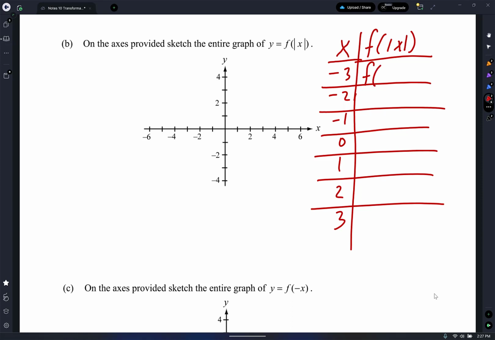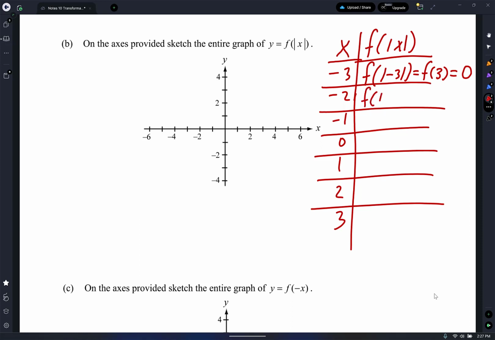F, absolute value of negative 3. What's absolute value of negative 3? Not everyone at the same time. 3. Absolute value of negative 3 is 3. What is f of 3? 0. Thank you. I heard someone say it. F of 3 was 0.